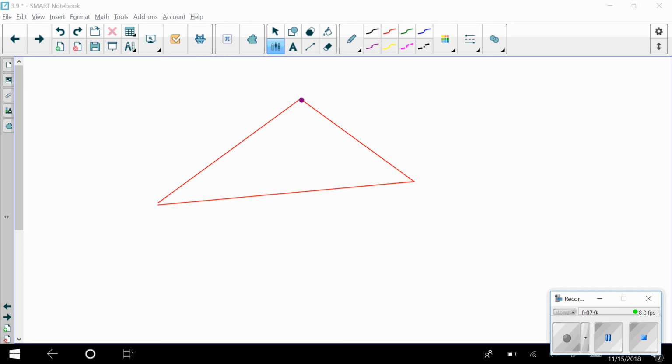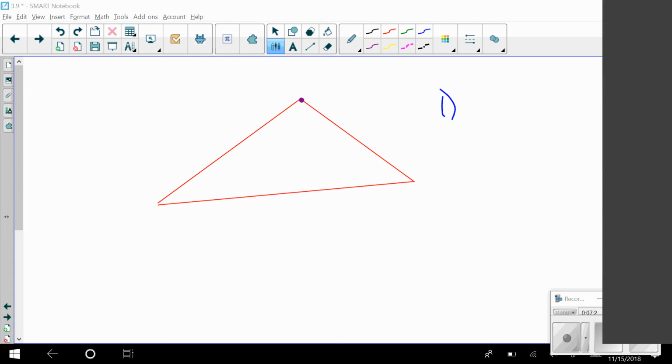All right, so let's look at this triangle, and we're going to look at how to construct the centroid. So first step is we want to find our medians.